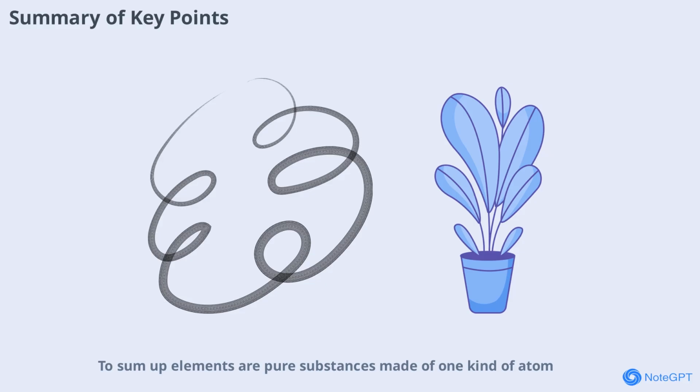To sum up, elements are pure substances made of one kind of atom, compounds are made of elements combined chemically, and mixtures are physical combinations of substances. Each has unique properties and uses. Understanding these differences helps us make sense of the world around us.